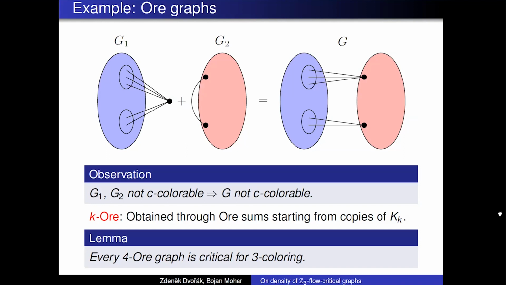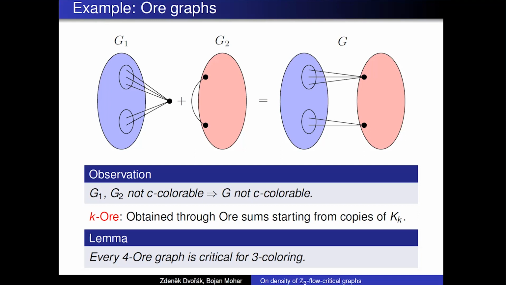So how can you get some interesting graphs that are critical for k coloring? Of course the basic example is the clique of size k+1. If you take a clique of size k+1, obviously you cannot color it using k colors. But if you delete a single edge, you can give the two vertices that were previously adjacent the same color, and now you can color it using k colors. So it is critical for k coloring.